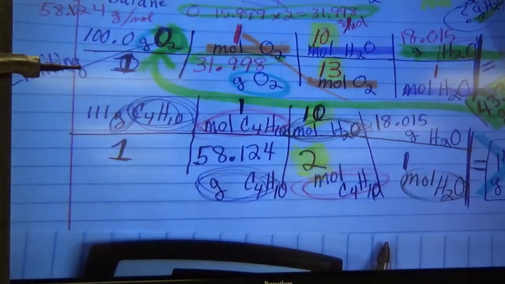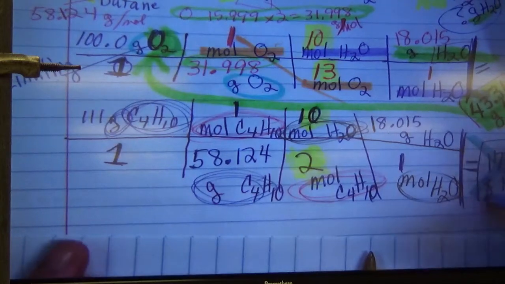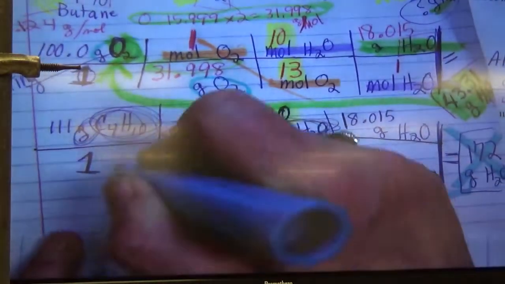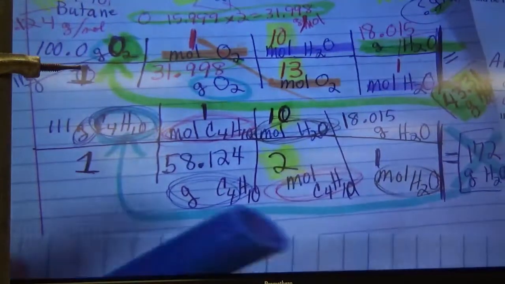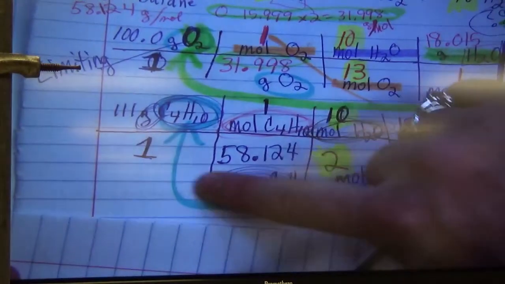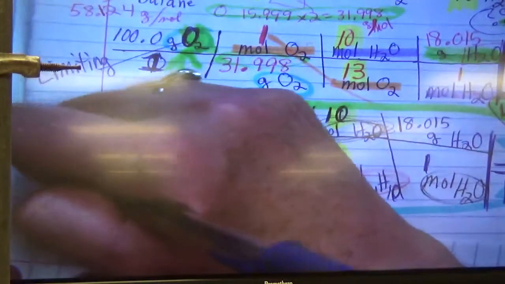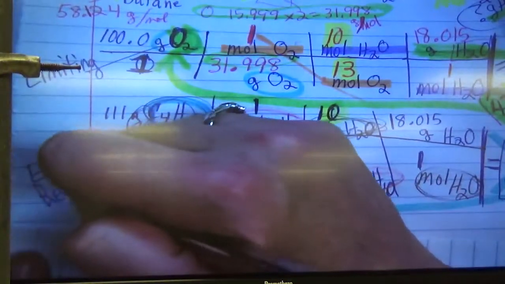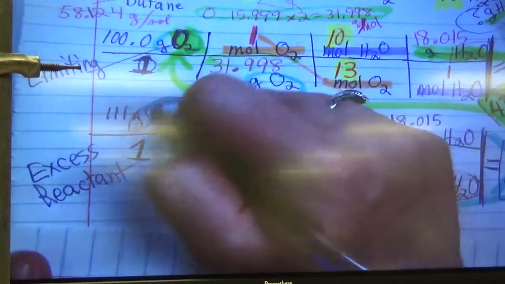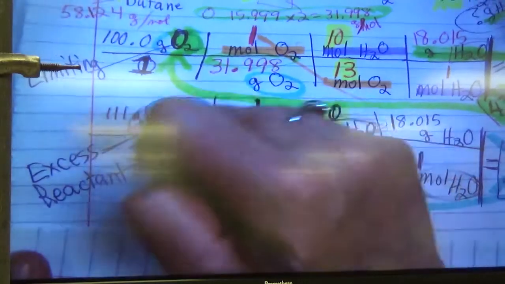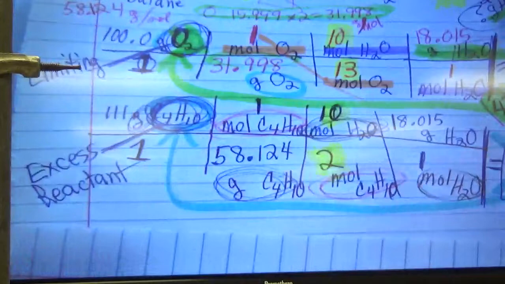Who is the excess reactant? Butane. Right. We go back to the beginning, and you said butane, I believe. Very good. Butane then, since we go back to the beginning, that's the excess reactant. We have way too much butane for that much oxygen. So butane is the excess reactant, and oxygen is the limiting reactant.